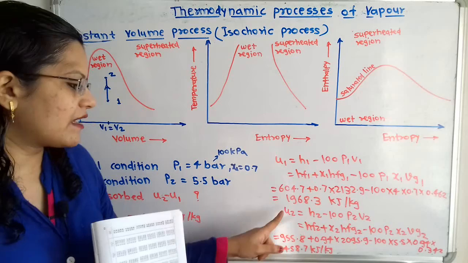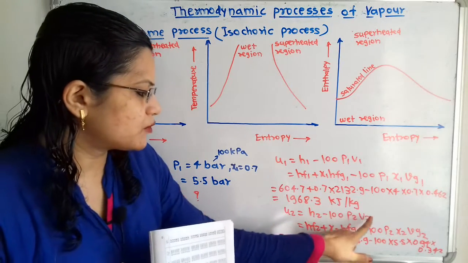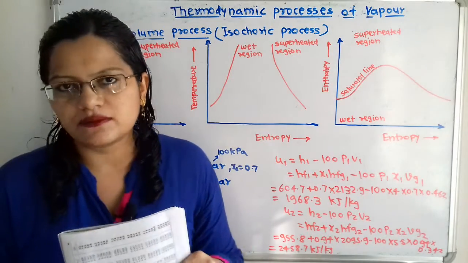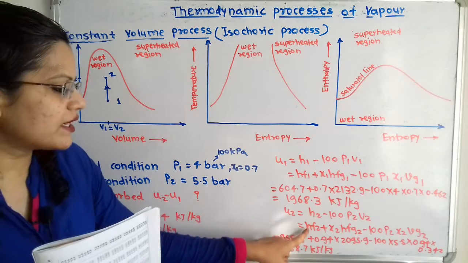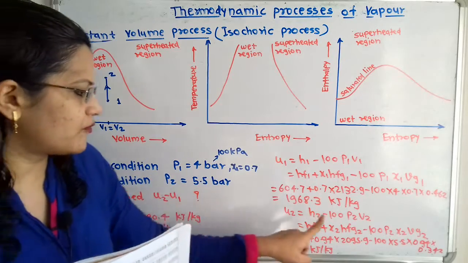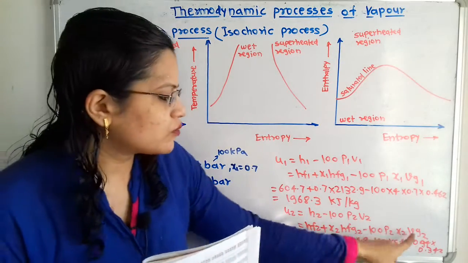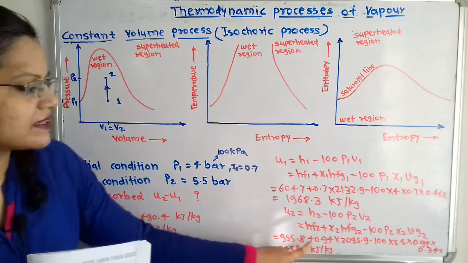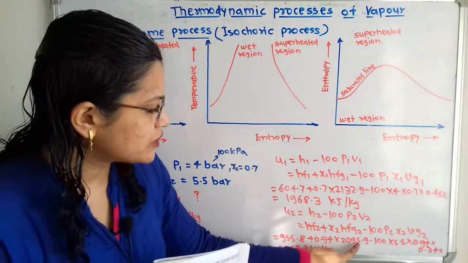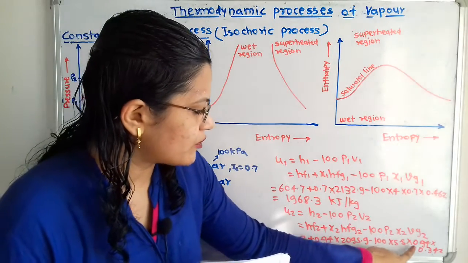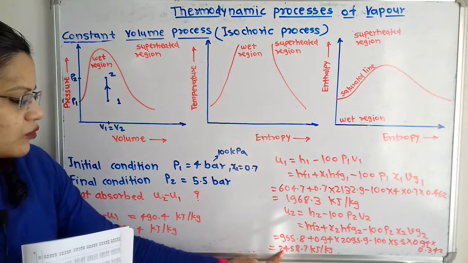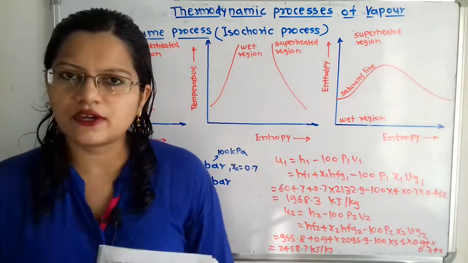Now in the same way we will calculate U2, that is H2 minus 100 P2 V2. If we observe this point 2, this is also wet steam. So the same formula: H2 = hf2 + x2 hfg2 minus 100 P2, where pressure P2 is 5.5, and V2 is x2 into vg2. So again we take the values: 955.8 plus 0.94 into 2095.9 minus 100 into 5.5 into 0.94 into 0.342. When we solve this, we get 2458.7 kilojoule per kilogram.